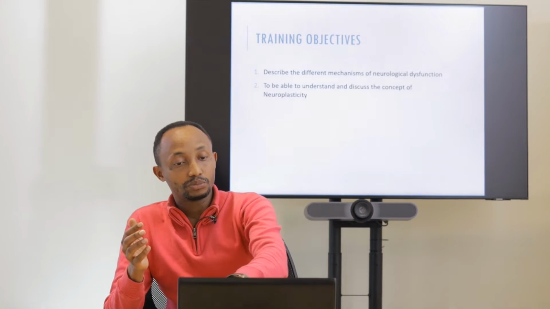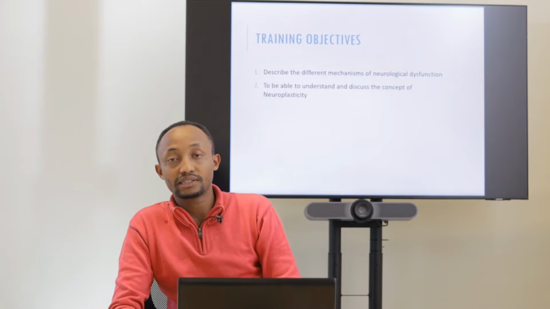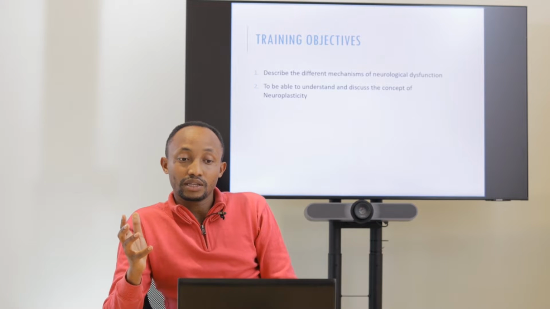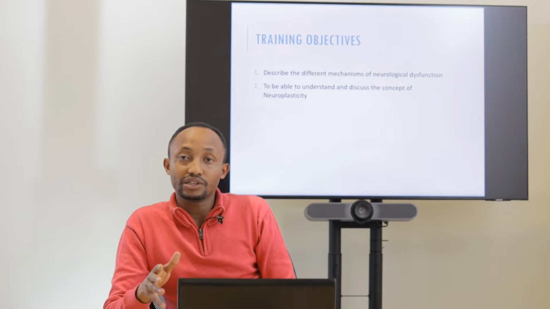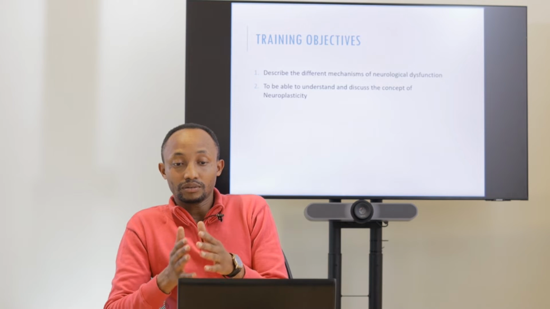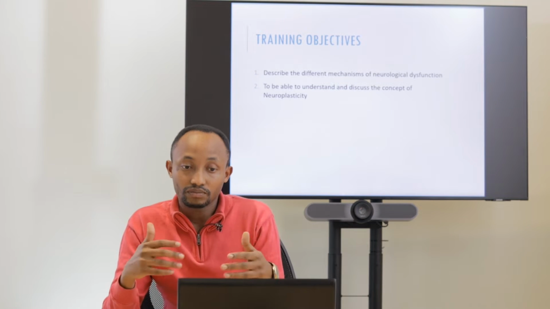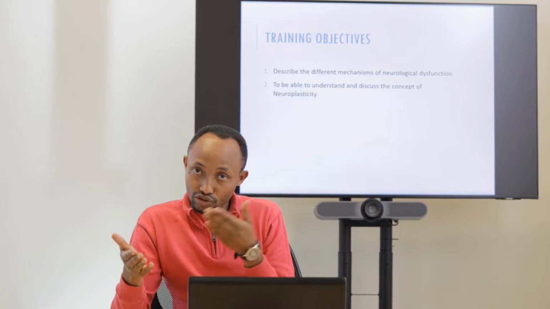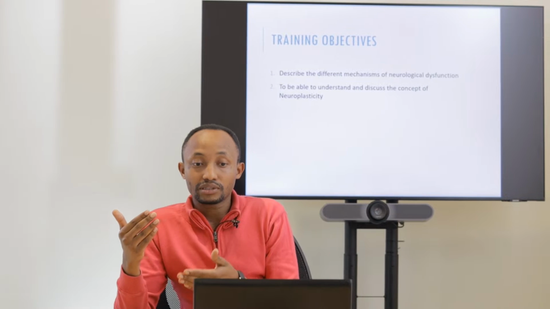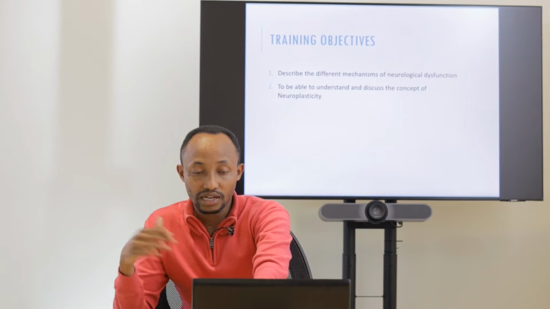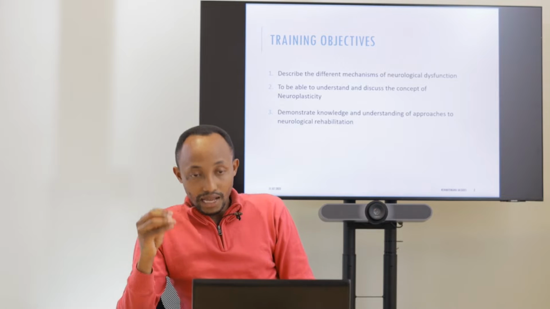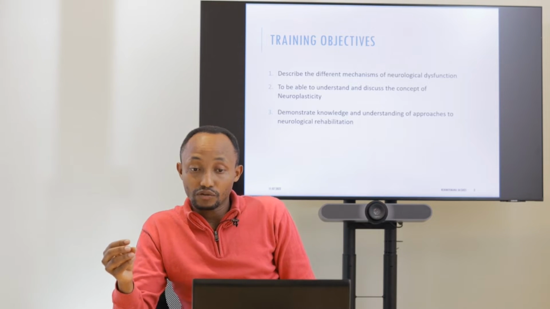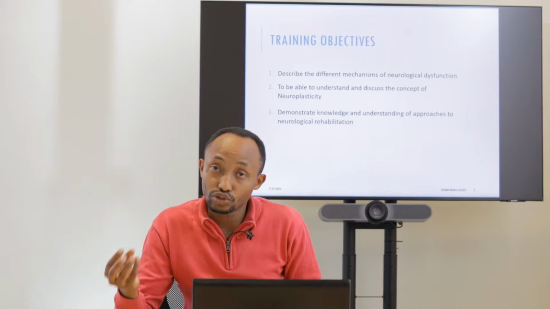And the second objective is to be able to understand and discuss the concept of neuroplasticity. This concept of neuroplasticity lies within the neural recovery, because as you can see, the first objective, there has been a neurological dysfunction. And then after that, there's a neurological recovery, which happens including neuroplasticity, and then we'll be discussing as we go on. The last objective is to demonstrate the knowledge and understanding of approaches used in neurological rehabilitation.